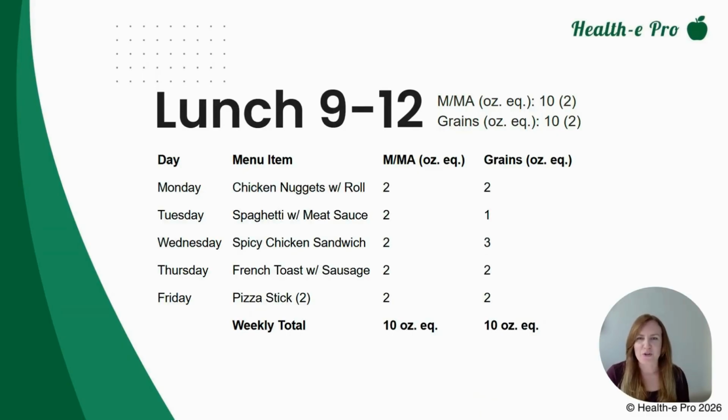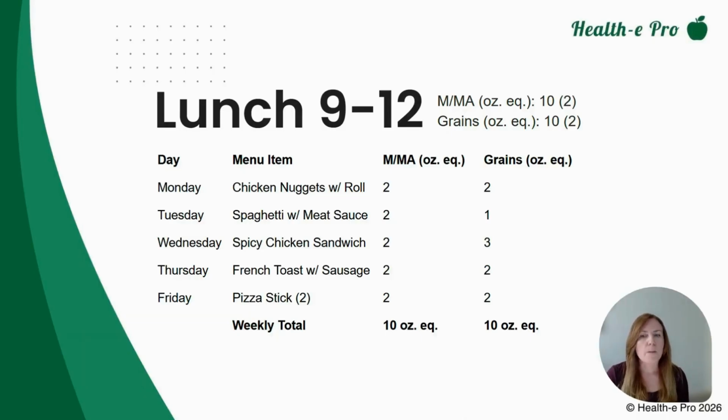One final example I want to show you is on a menu for grades 9 through 12. If you remember back to the meal pattern chart, the daily minimum for meats and grains is 2 ounces. So you need to make sure that for this grade group, every option offered has a minimum of 2 ounces of meat and 2 ounces of grains.